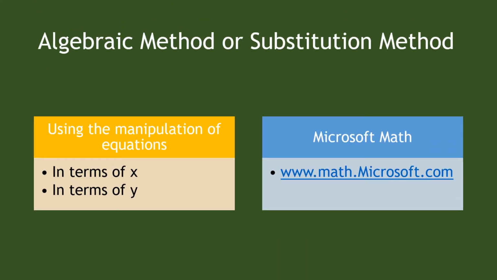So the algebraic method, in some literature and some other books, is known to be the substitution method. Why? First, it uses the manipulation of equations in terms of x or in terms of y, depending on the strategy of the solver.